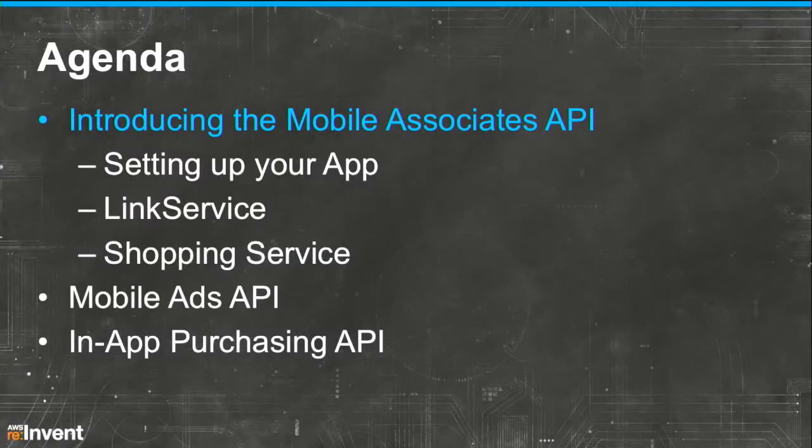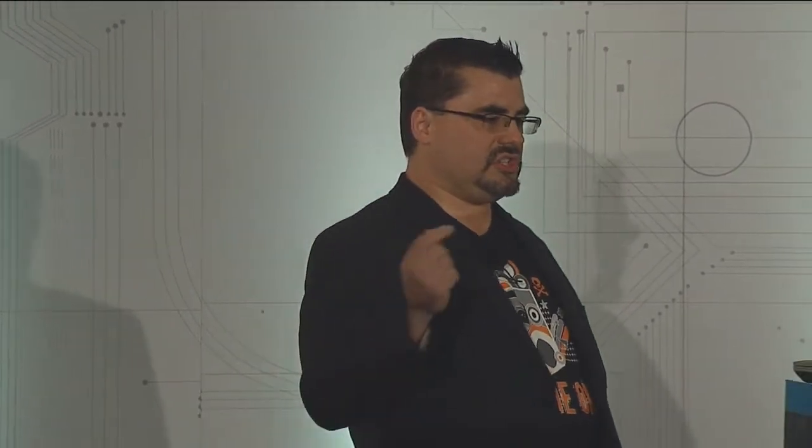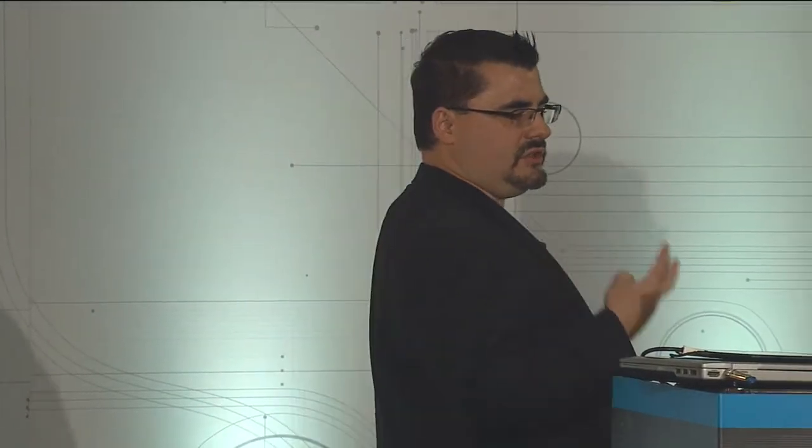Sound good? Okay. So this is the agenda. I'm going to give you an overview of what this thing is. What is the Mobile Associates API? I'm going to show you how to set it up with an existing Android app. We're going to look at the link service, which is the first way that you can go ahead and sell goods within your application. And we're going to look at the shopping service. And then we're going to close with how to make money using our mobile ads API and our in-app purchasing API.